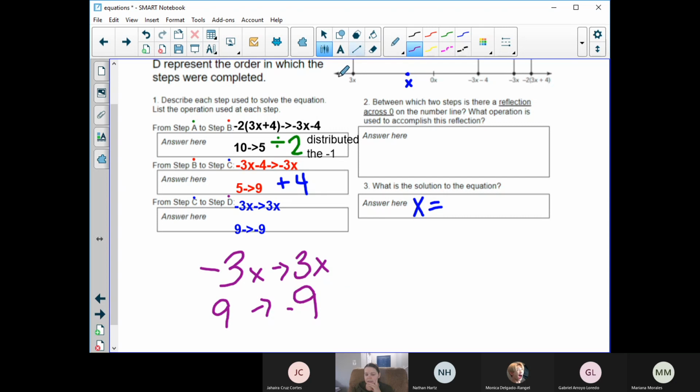All right. So let me ask this. 9 and -9. Which of those two numbers is greater? Which one's the bigger number? +9 or -9? Right. +9 is the bigger number. So we went from a big number to a smaller number. How did we do that?